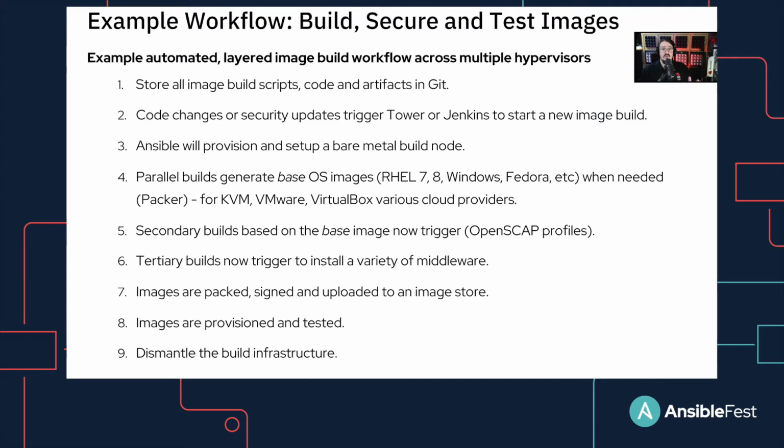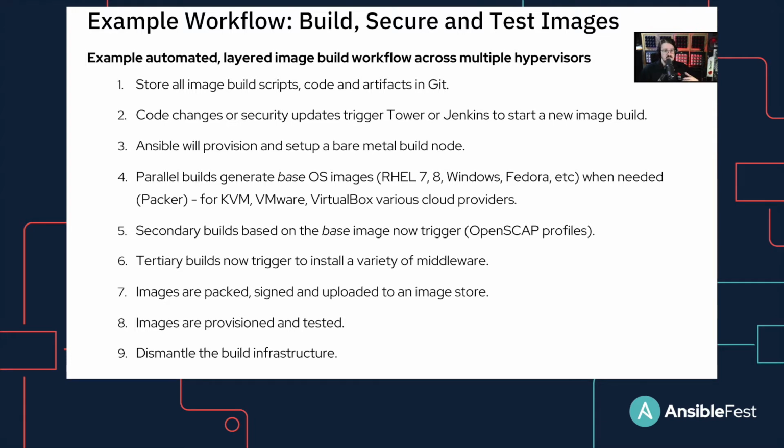Here's an example workflow on how you can build and secure your images using Ansible. First, you're going to store all of your image build artifacts, kickstart files, and sysprep configuration in a source code repository. And whenever you have a security update trigger or a code change, something changes in that repository, then this will trigger Ansible Tower or Jenkins or some other system to start a new build.